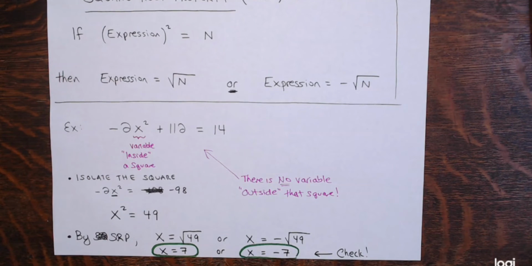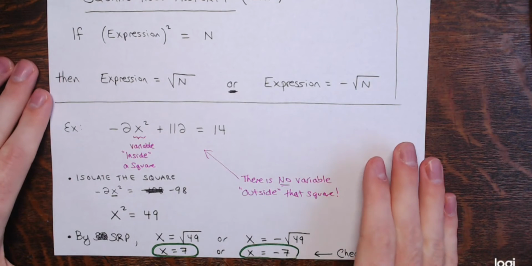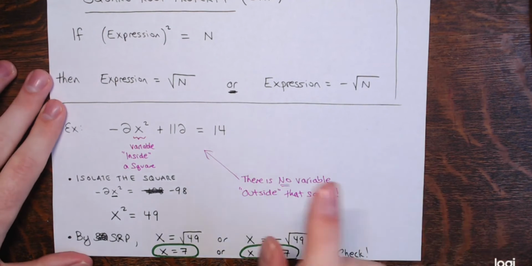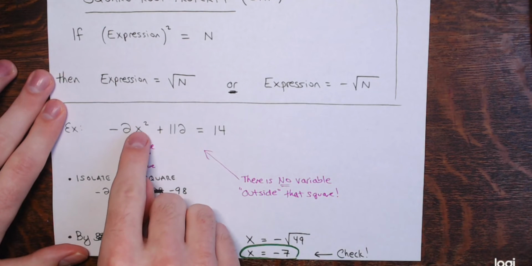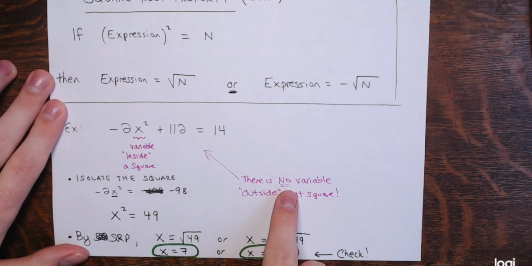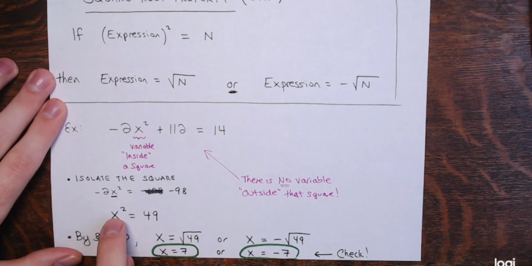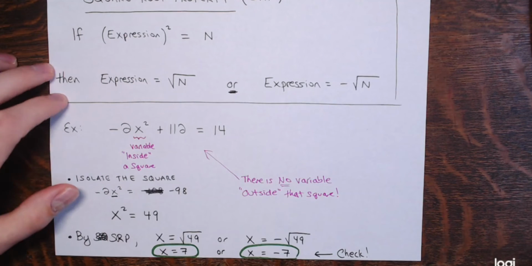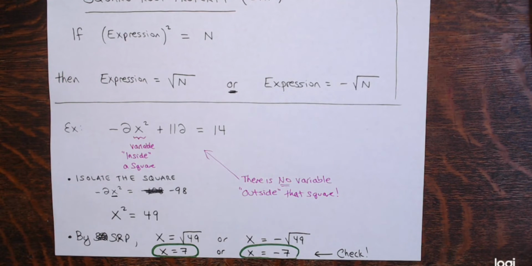But this is the key for this objective, solving an equation with the square root property. First, you'll notice that there's a variable expression inside a square, and there are no variables anywhere else. So then you isolate that square, get the variable expression squared alone on one side and a number on the other, and then you can apply the square root property and simplify the roots. And of course, check your solutions when you're done. So 7 and negative 7 are the solutions here.